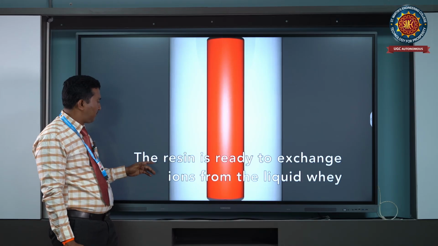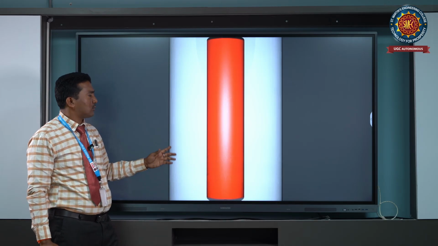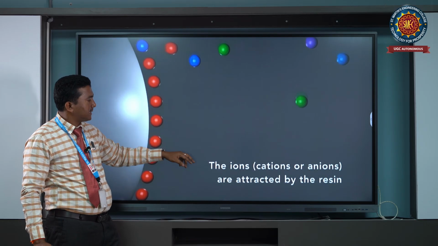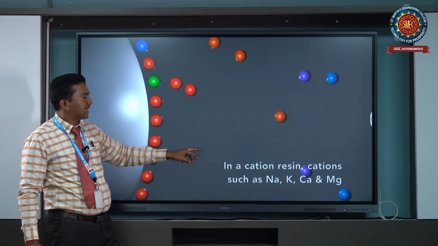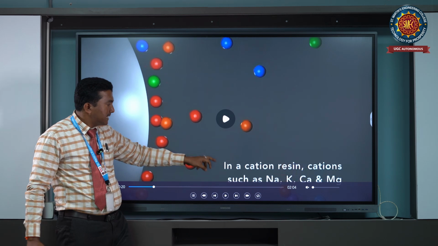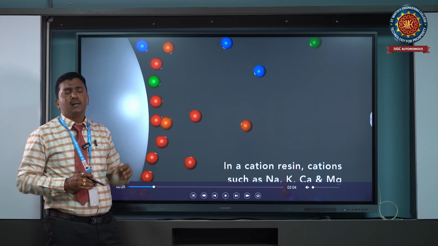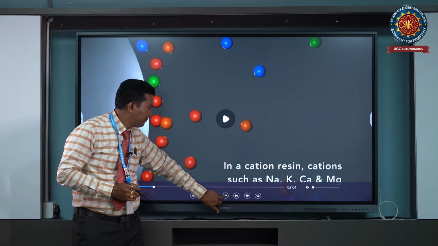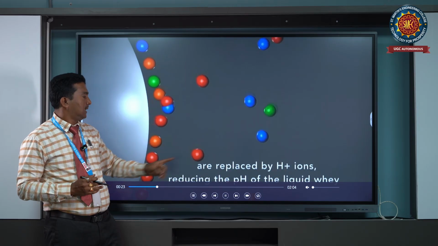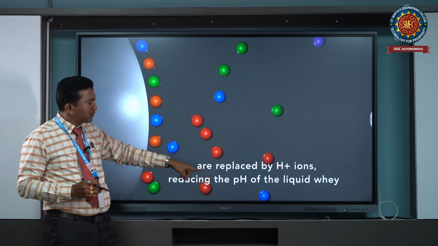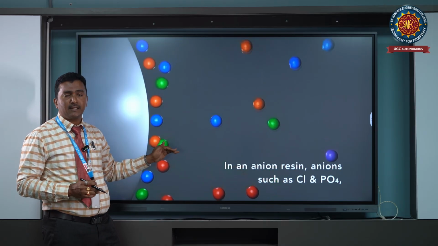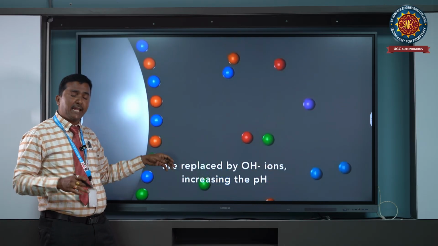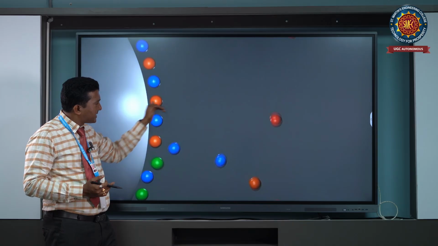In this video, first of all, the reagent is ready to exchange cations and anions present in the water. First of all, this is the activated state. Next, the ions are replaced in this process. In the cation reagent, the cations such as calcium and magnesium are replaced. The calcium and magnesium ions are replaced by H plus ions, which reduce the pH of the liquid. In the anion exchange reagents, the OH ions are replaced, and again the pH increases. So these are the processes going on.